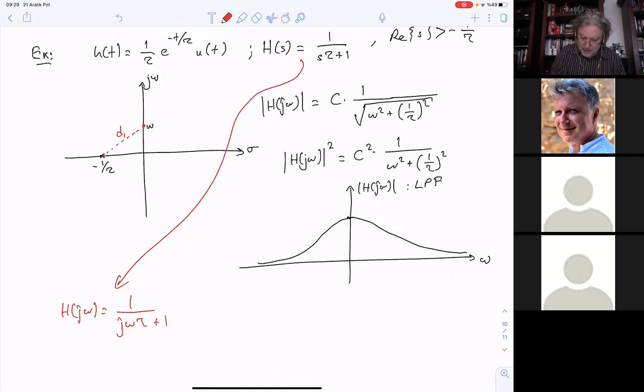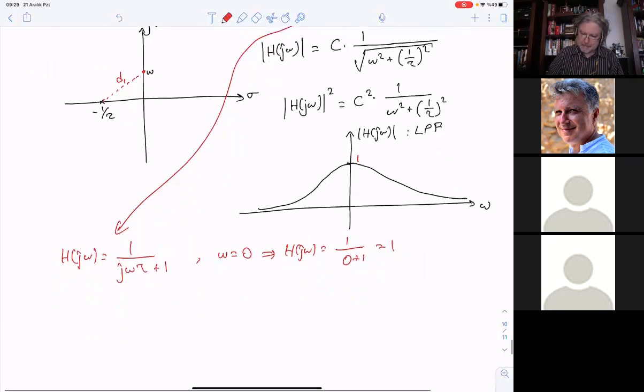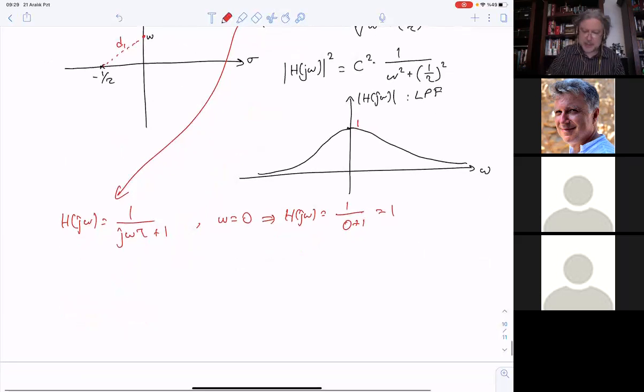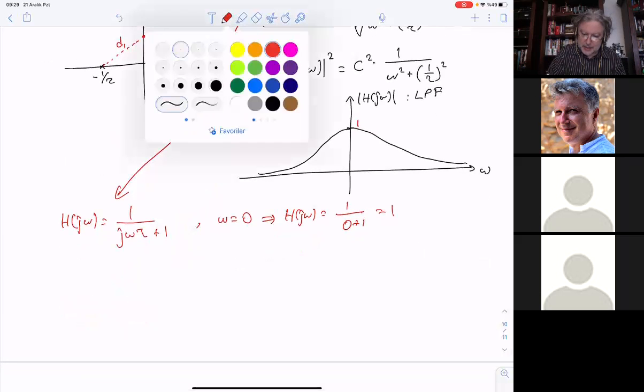And when omega is equal to 0, so H of j omega is equal to 1 over 0 plus 1, which is equal to 1. So this point is 1. I'm correcting myself. More like this one, yes.